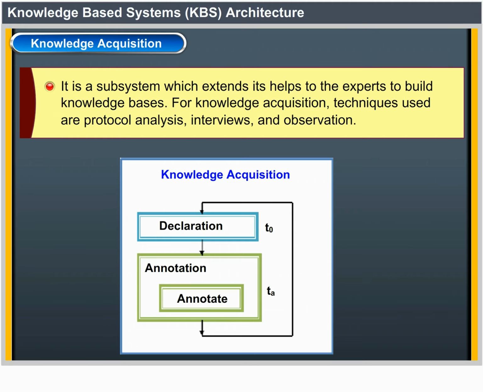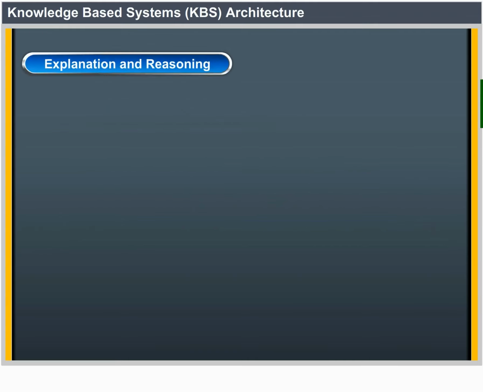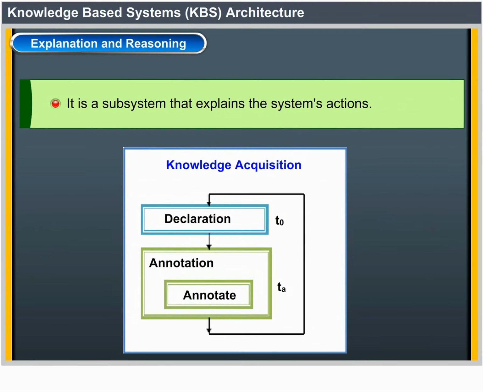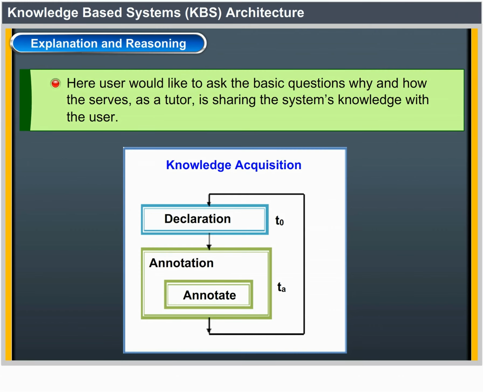Explanation and reasoning. It is a subsystem that explains the system's actions. The explanation can range from how the final or intermediate solutions were arrived at, justifying the need for additional data. Here, the user would like to ask the basic questions why and how, so the system as a tutor is sharing the system's knowledge with the user.